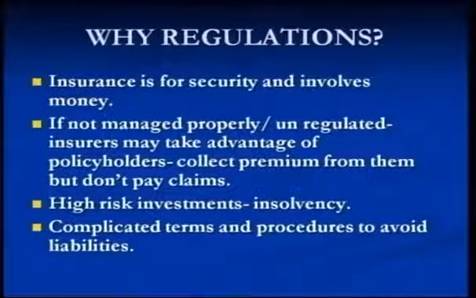If it is not managed properly, unregulated insurer may take advantage of policyholders. They collect premium from them but don't pay the claim when the time arises. This was the situation prior to nationalization of life insurance in India in 1956. Similarly, prior to nationalization of general insurance in 1972 and 73. So the situations are such that premiums were collected but claims were not paid. They were rejected on fancy grounds. So government thought of nationalizing the sector and regulating it properly. So nationalization in India took place mainly because of improper working of insurance companies.